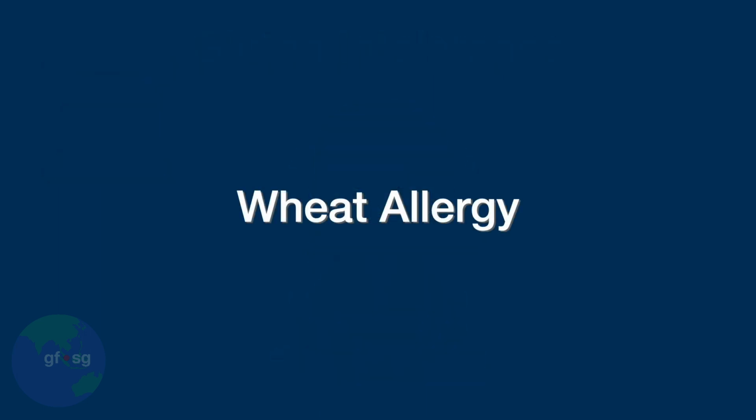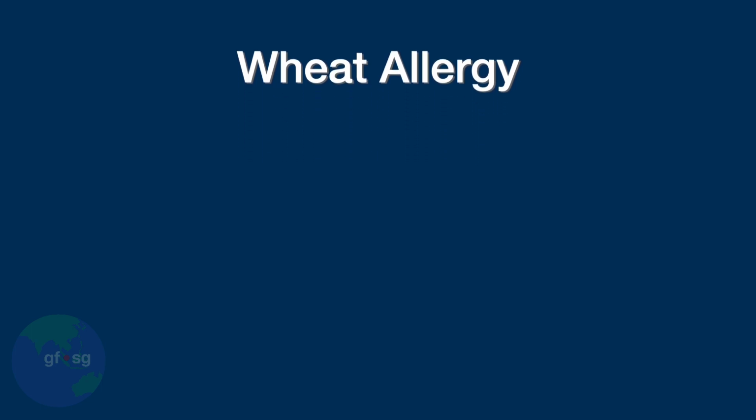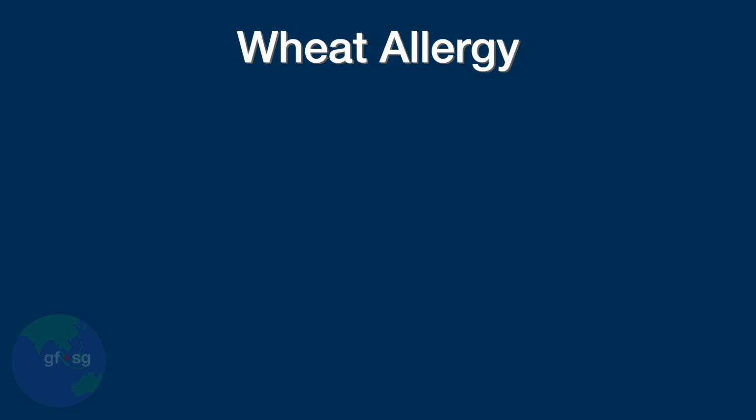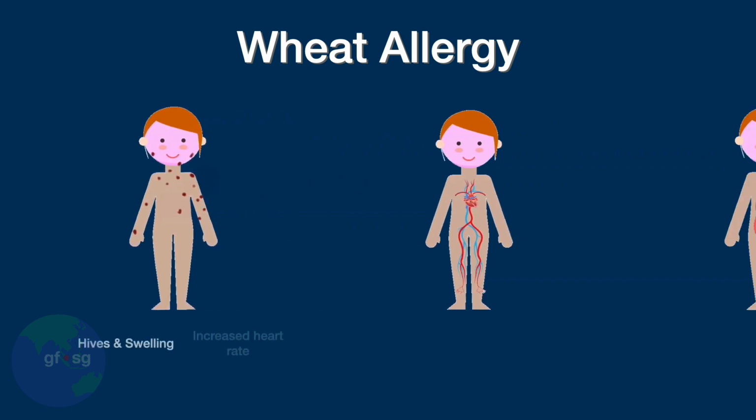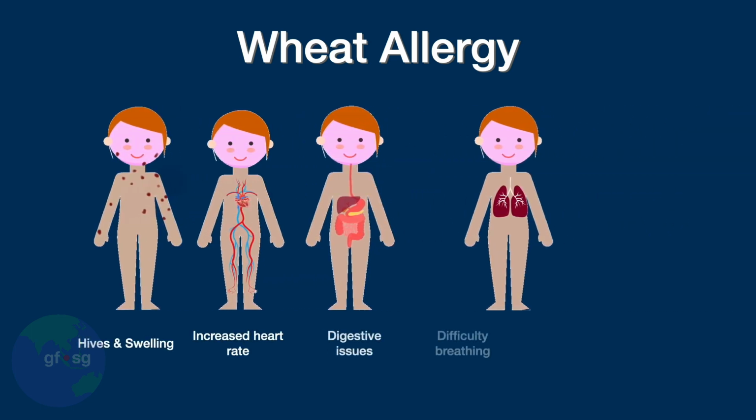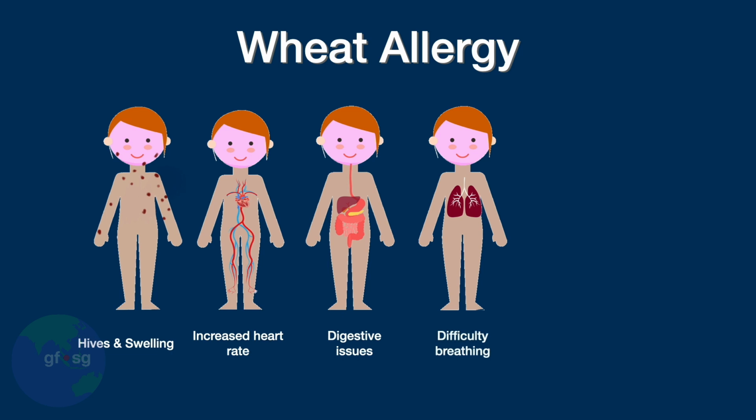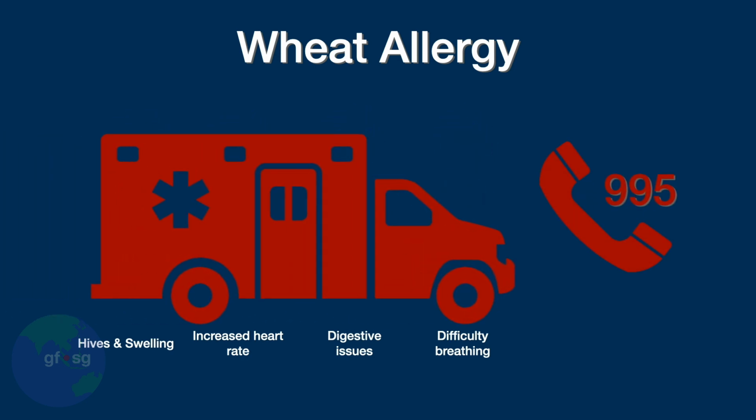A true wheat allergy is a little different than celiac disease, or gluten intolerance. A wheat allergy is more similar to a peanut allergy. It is an immediate allergic reaction that is triggered by wheat. The allergic response often starts with hives and swelling, an increased heart rate, sudden digestive distress, and occasionally difficulty breathing. A wheat allergy doesn't usually cause anaphylaxis, but it is possible. It is very serious. If someone is having an allergic reaction to wheat, call an ambulance, and get them to the hospital immediately.